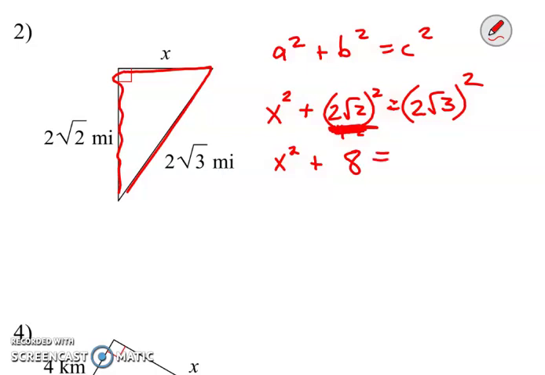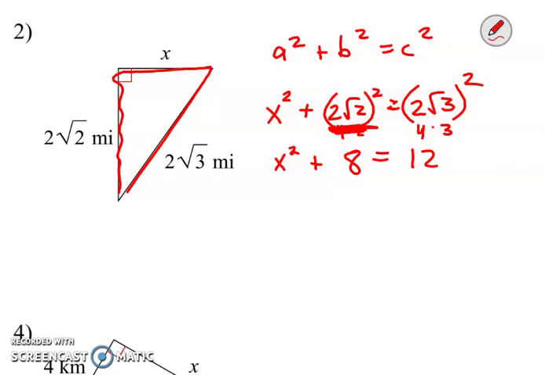Okay, the same kind of thing happens here for the hypotenuse squared. 2 squared is 4. The square root of 3 squared is 3. So altogether that's really 4 times 3, which is 12. Okay, so once I get back past that squaring, now my values become a lot easier.